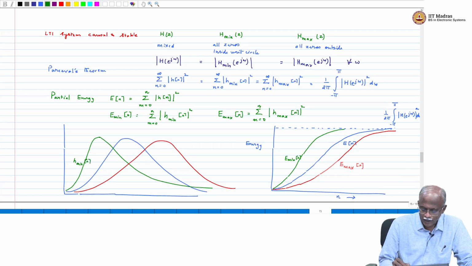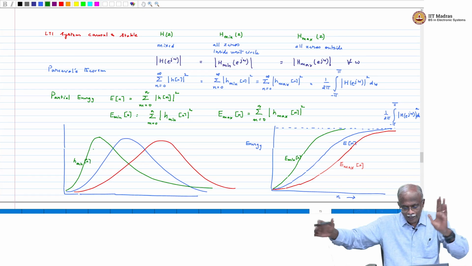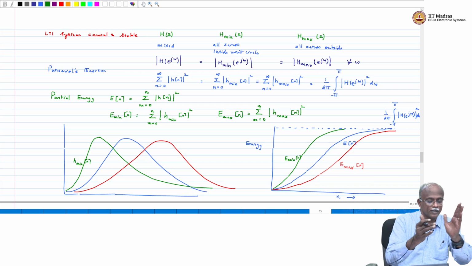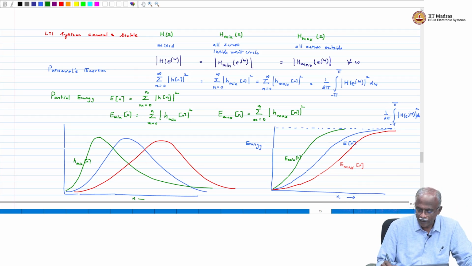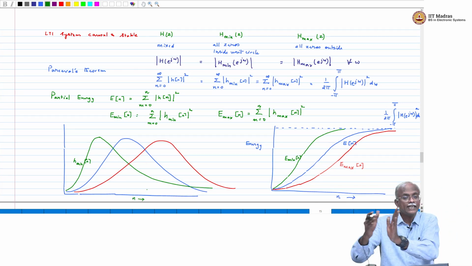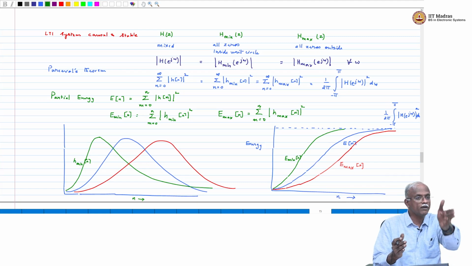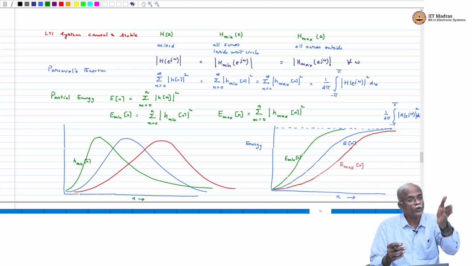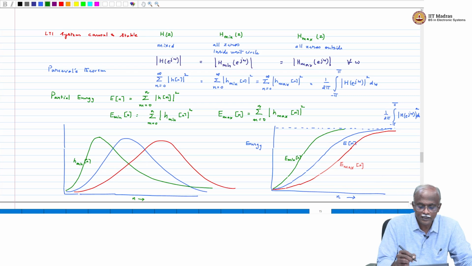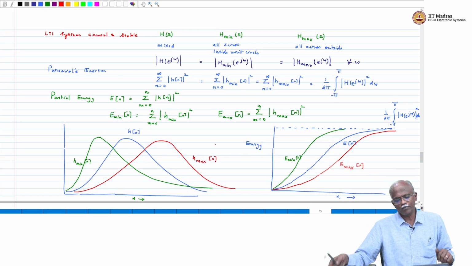H min of n. See, the impulse response occurs much earlier with respect to n. Therefore, the delay in getting the output is lower. That is why we say that the group delay for a minimum phase system is going to be less than the other. This is the mixed system h of n, and this is the maximum phase system h max of n. Okay, so some very interesting properties.